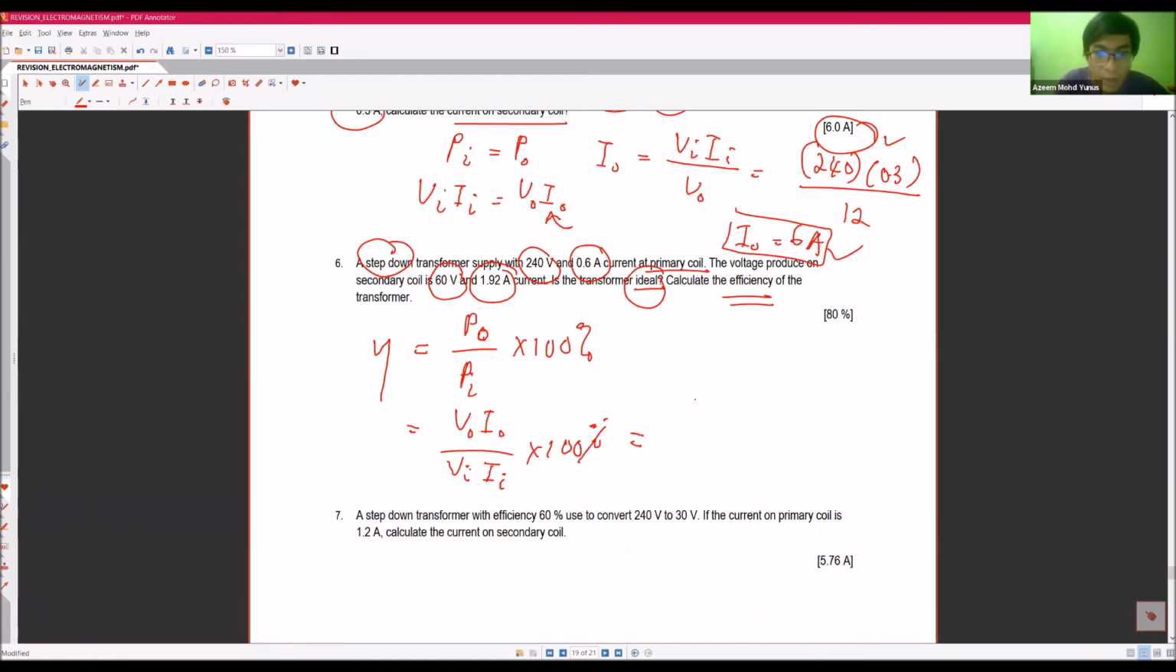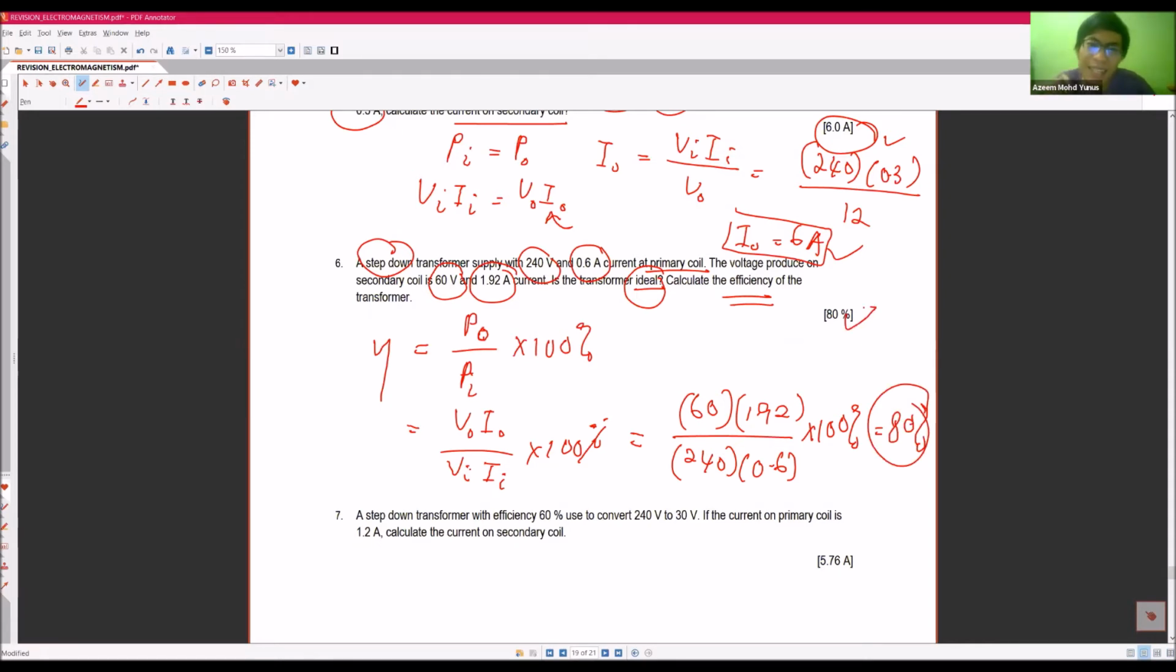So V output is 60, I output is 1.92, V input is 240, 0.6, times 100%. So 60 times 1.92 divided by 240 times 0.6, times 100% is 80%. So this is not ideal, but this is kind of a general, common case of a transformer in the real world.